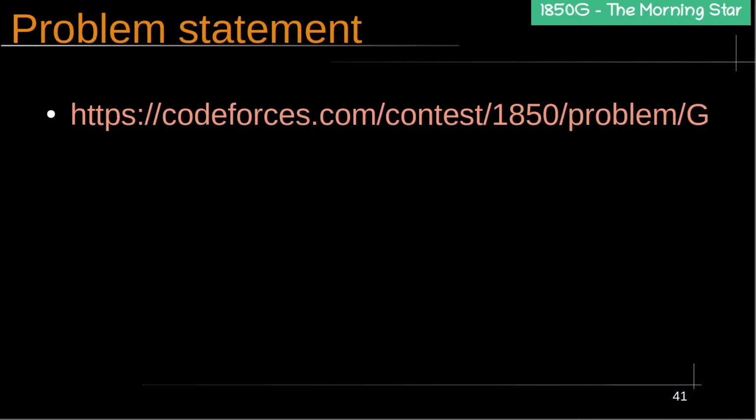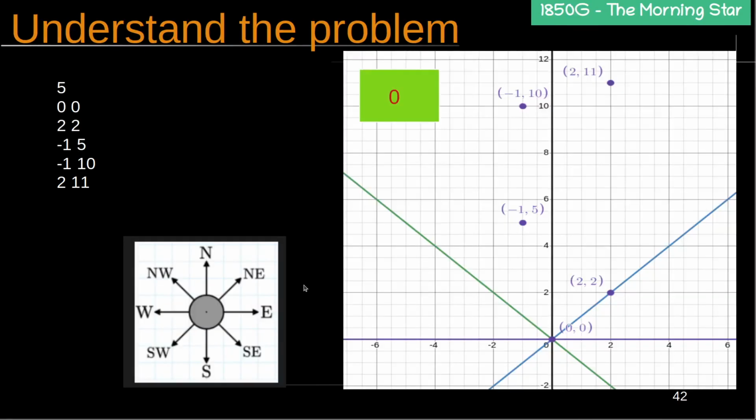Let's see an example here. Let's understand the problem. If we have this input, we have some points here. We want to know how many directions we can make using all these points: 0, 0; 0, 2; 2, minus 1; 5, minus 1; 10, 2; 11.